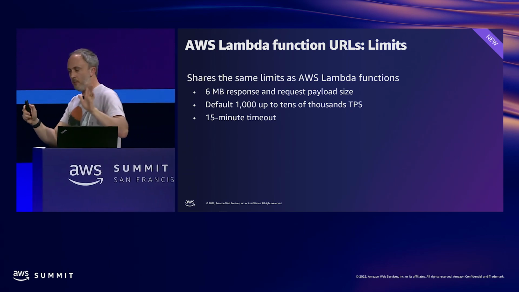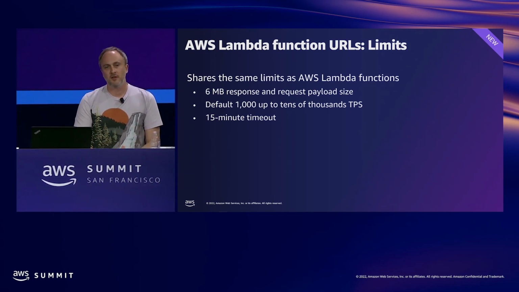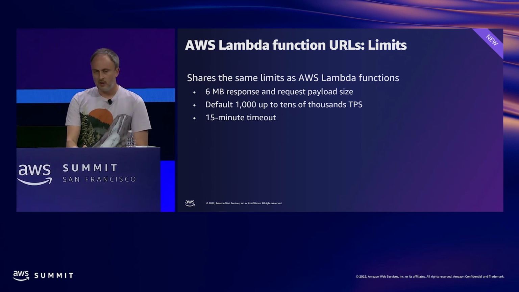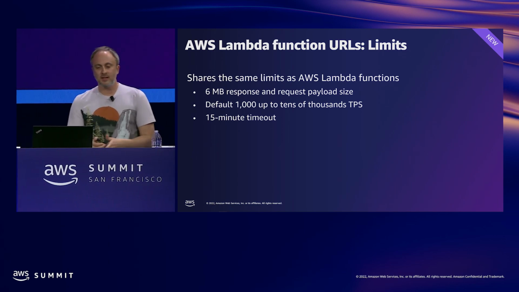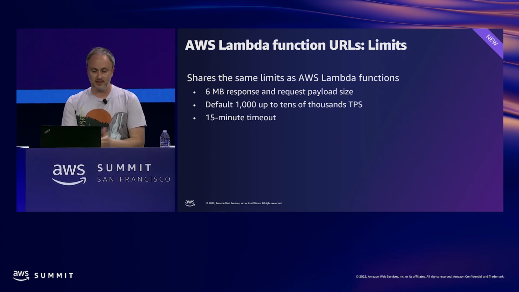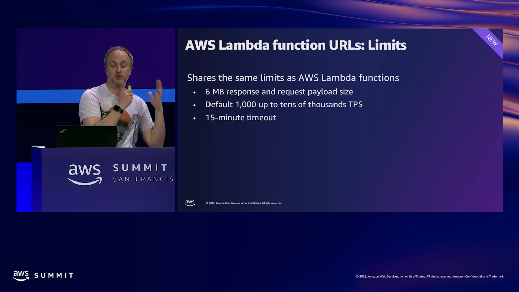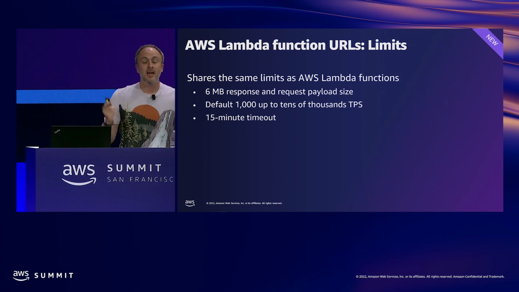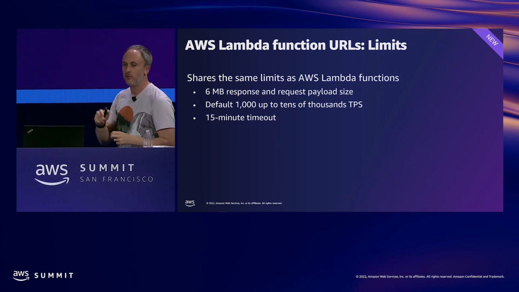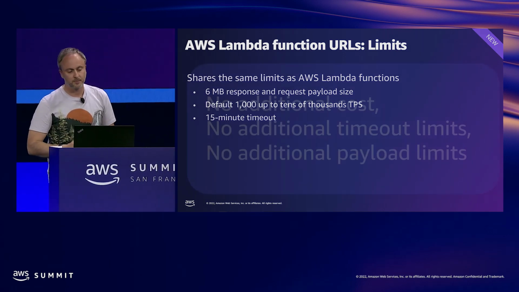This is the really important part, right? Function URLs, because it's part of the Lambda service, it shares its limits with Lambda. It's not an additional service. So what that means is it gives you the same 6 megabytes response and request payload size as Lambda. It has a default 1000 up to tens of thousands TPS. It has a 15-minute timeout. Now this is brand new, a 15-minute timeout on your function URL as opposed to API Gateway's 29 seconds.